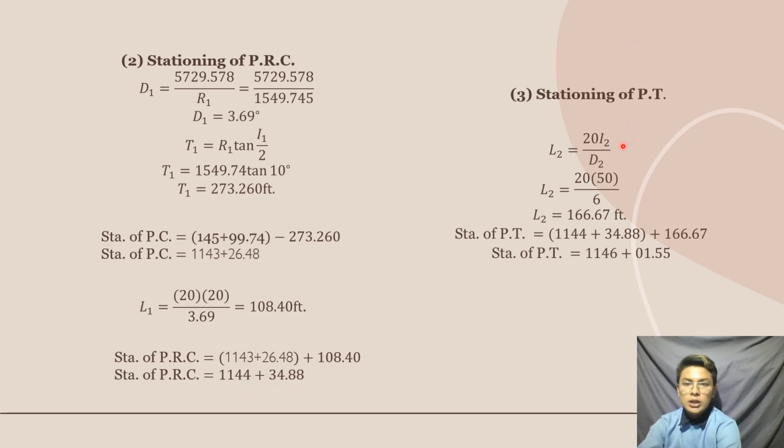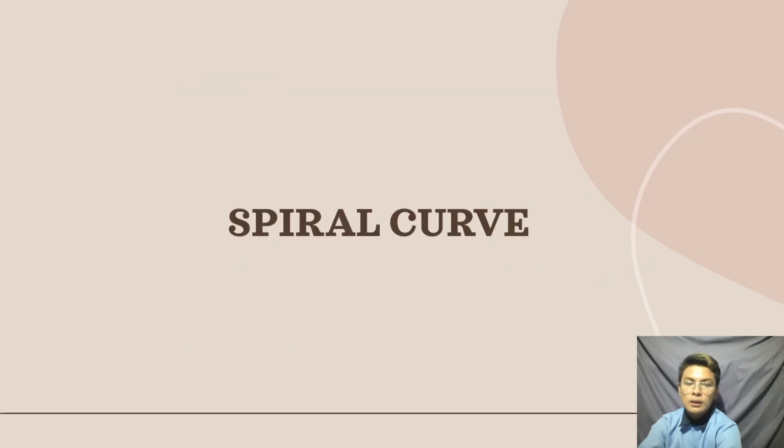Next is our stationing of PT. We must first get our L2 by using the formula 20 I2 divided by D2. So given the values, we get L2 is equal to 166.67. Then we must add to get our PT: our station at PRC plus our L2. So we will get 146 plus 01.55. Spiral curve.